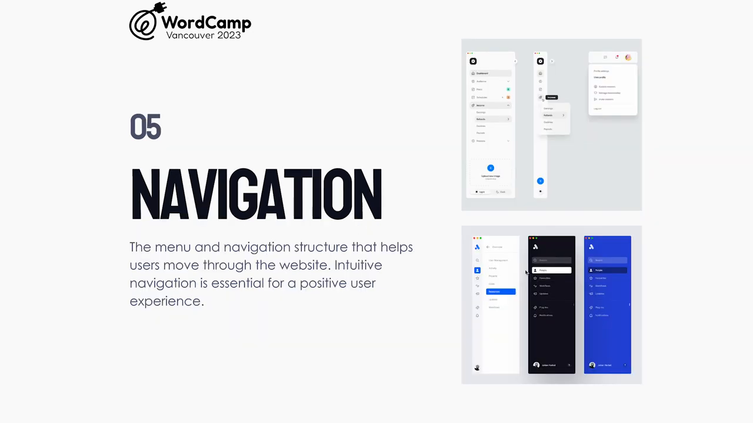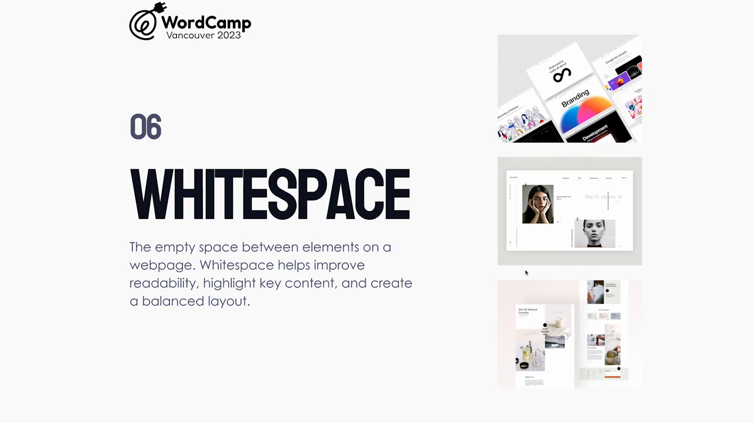Number five, navigation. The menu and navigation structure that helps users move through the website. Intuitive navigation is essential for a positive user experience. Number six, white space. The empty space between elements on a web page, white space helps improve readability, highlight key content, and create a balanced layout.